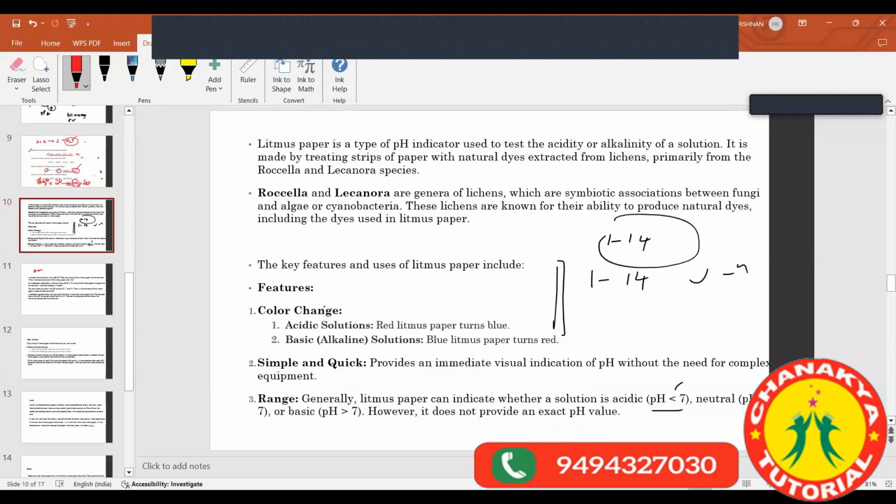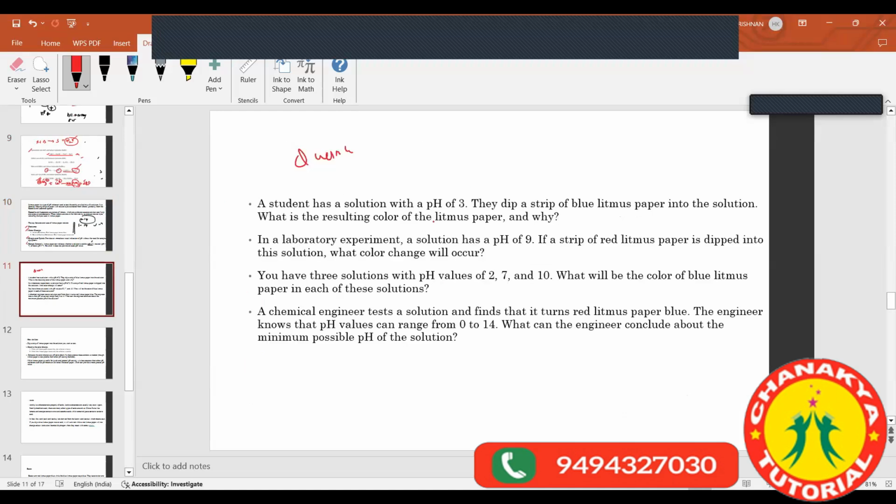Okay, so we're discussing the litmus paper. We have seen the features of the litmus paper: color change, simple and quick, and range. And now, see, these are some questions you can try. They're very easy questions. You can try and tell me the answer.